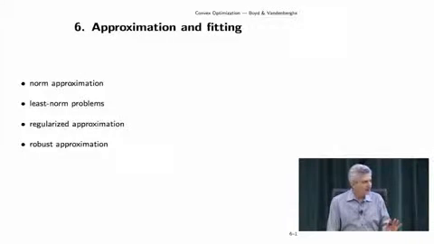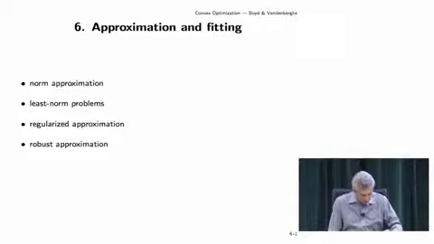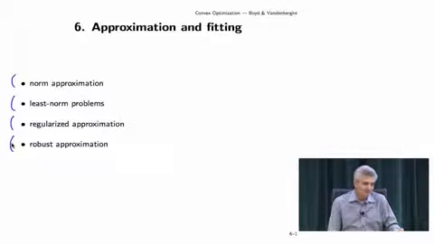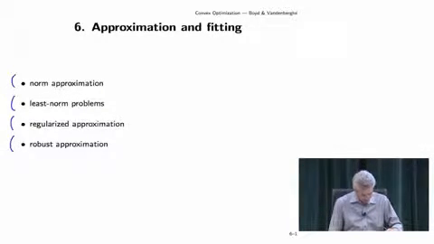So, okay. We'll start with just this very general idea of approximation and fitting. And we'll start with norm approximation, and then something which is a vague dual of it, least norm problems. And then something that combines kind of both, regularized approximation, and then we'll look at robust approximation. And this is relatively new. This is stuff from the last couple of years or last decade or something like that.